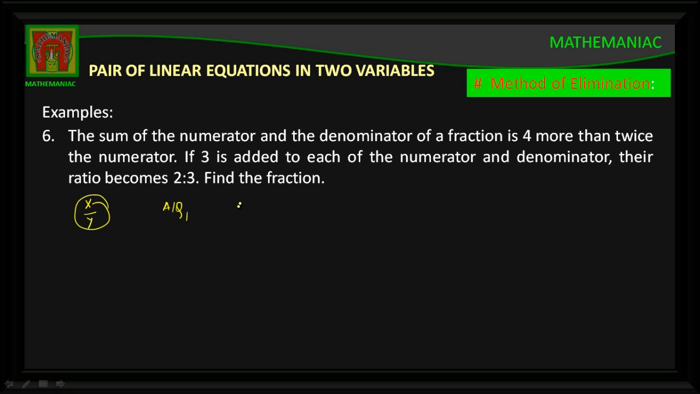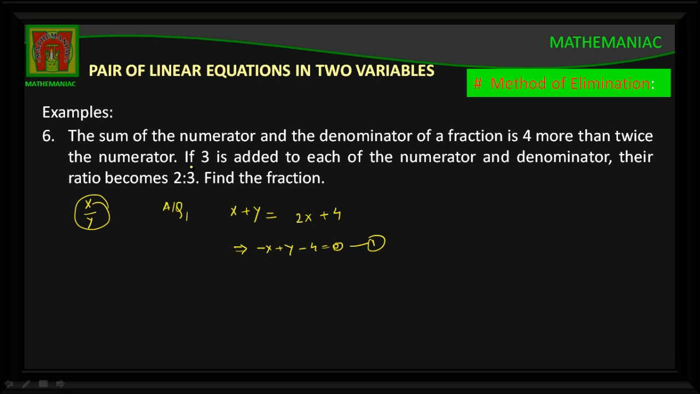The sum of the numerator and denominator of the fraction is 4 more than twice the numerator. It's equal to 4 more. 4 more means 4 should be added to whom? Twice the numerator. Numerator is x. So ultimately, if you reduce this equation, you are going to get this equation. So this is one of the equations you get.